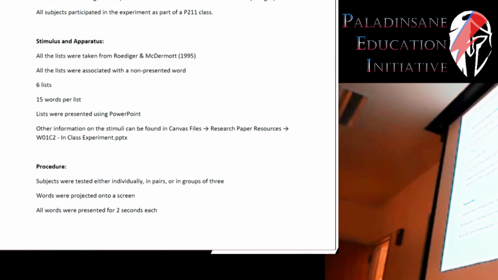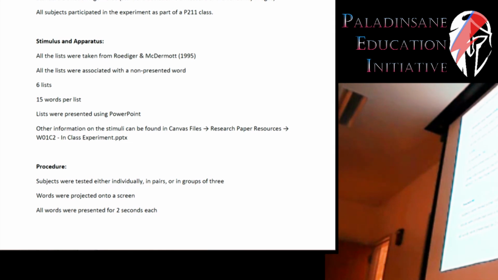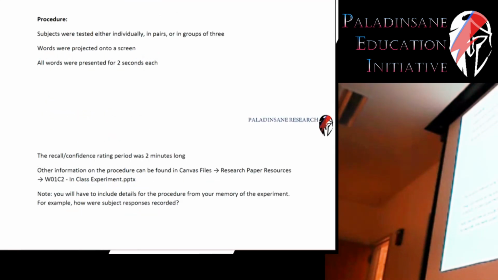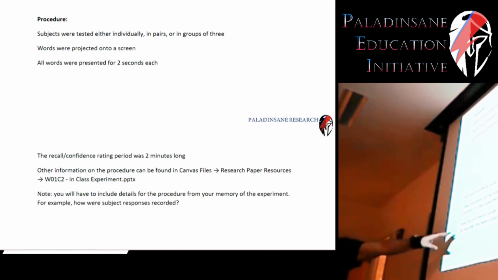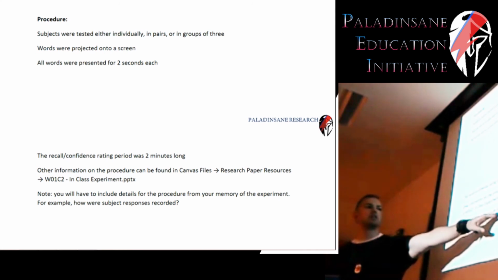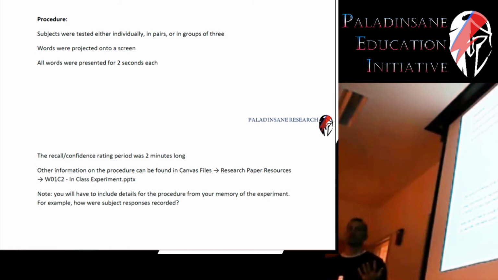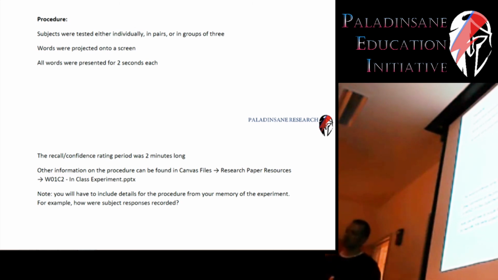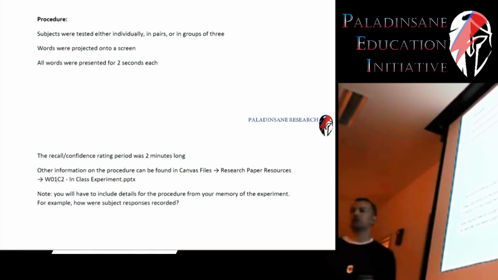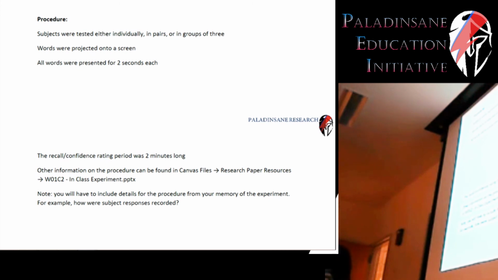And then in terms of the procedure, subjects were tested either individually, in pairs, or groups of 3. And additional information, recall confidence rating period was 2 minutes long. And also how you will have to include details for the procedure from your memory of the experiment. For example, how were subject responses recorded. So this will give you all that supplemental information that you probably wouldn't have access to without this.